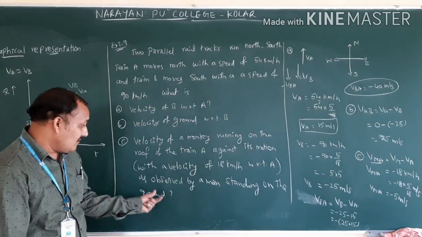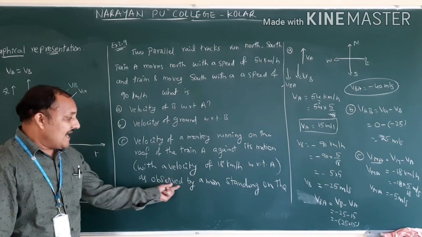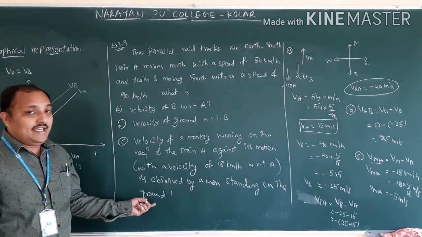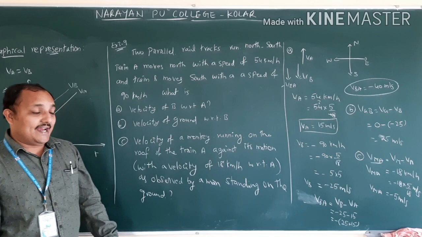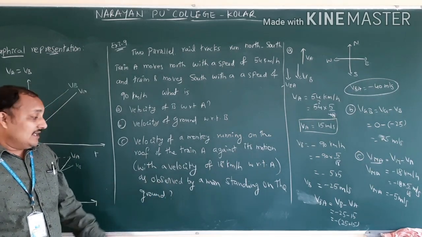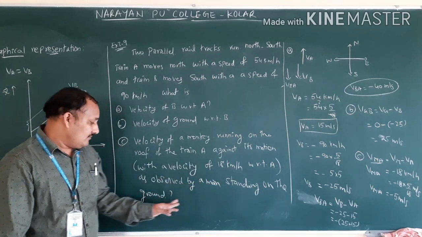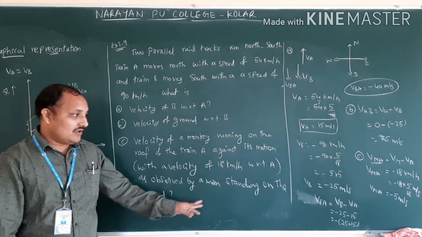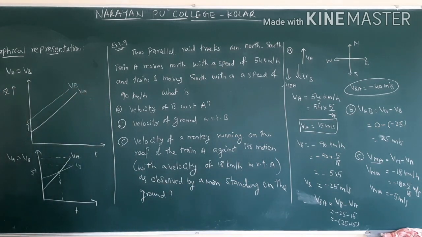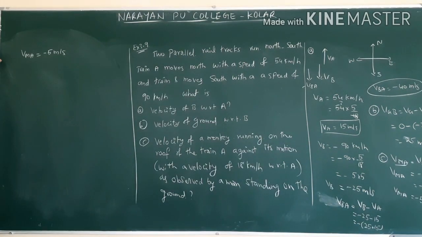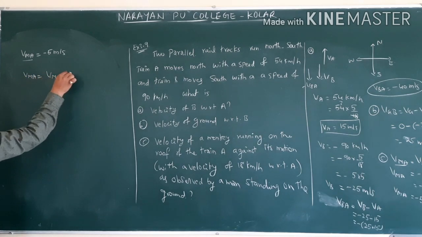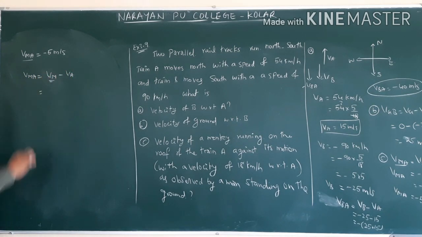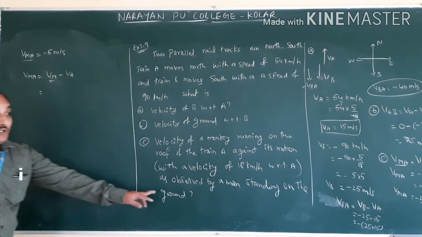Now what we have to find? As observed by the man standing on the ground, velocity of monkey you should find. So with respect to whom? The person who is standing on the ground. Ground is at rest position. Now I will write this equation. Once you can see. Now here we got VMA, velocity of monkey with respect to A, minus 5 meter per second. What is the VMA equation? VMA is equal to VM minus VA. So we should find velocity of the monkey with respect to ground.